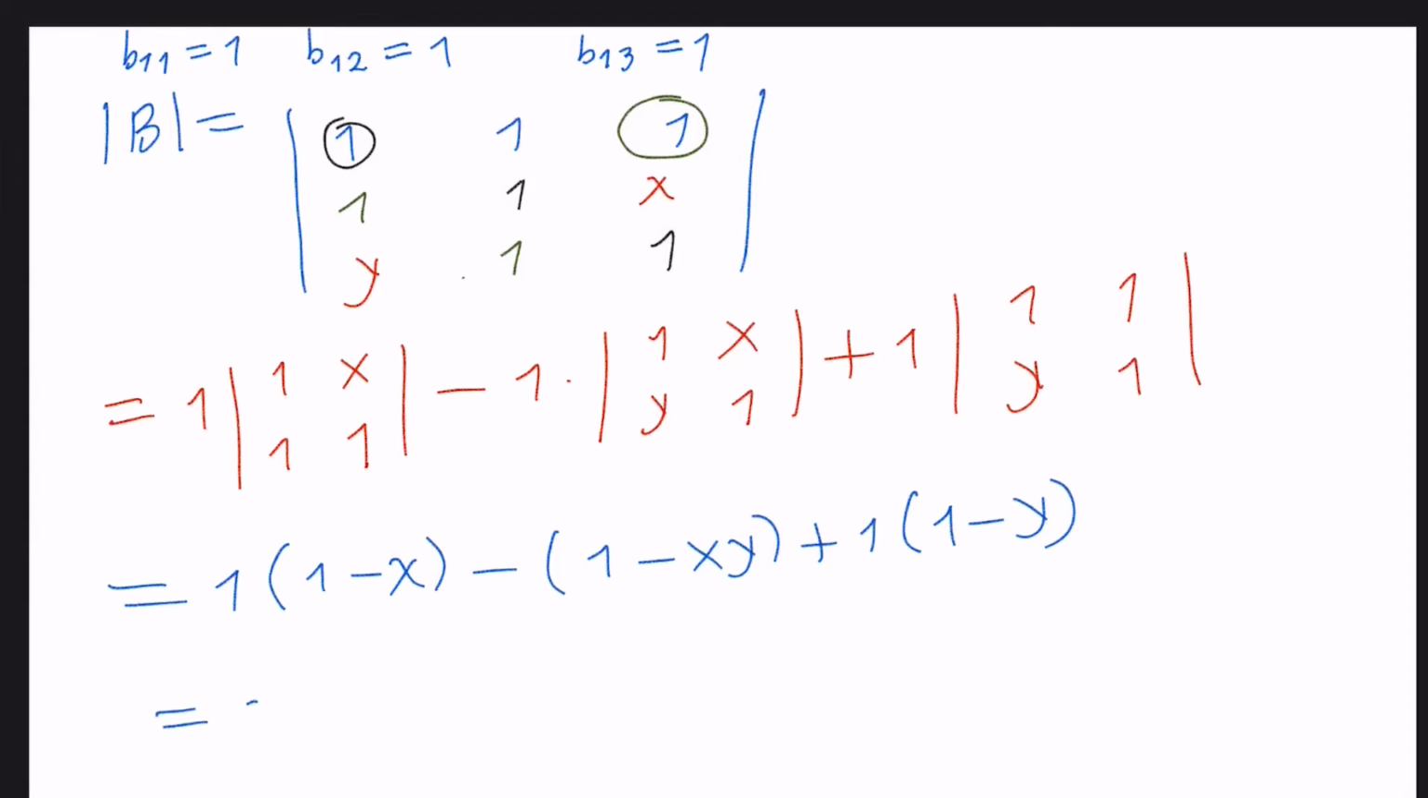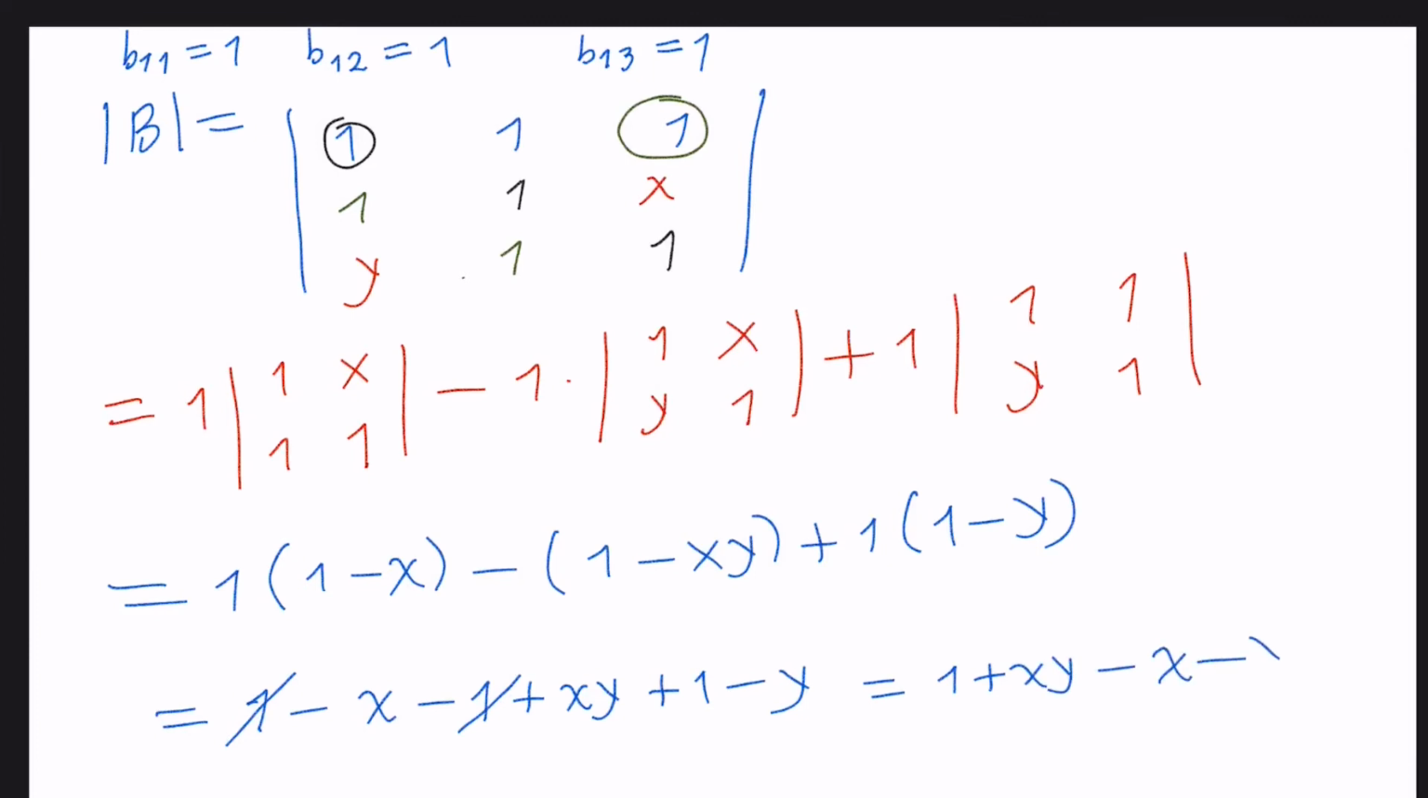Okay, so let's make some algebra. We will have 1 minus x minus 1 plus xy plus 1 minus y. Making some algebra here, we have 1 plus xy minus x minus y. So what is the problem here? We have said that x and y can be only 0 or 1. So we know that this number is of course 1.